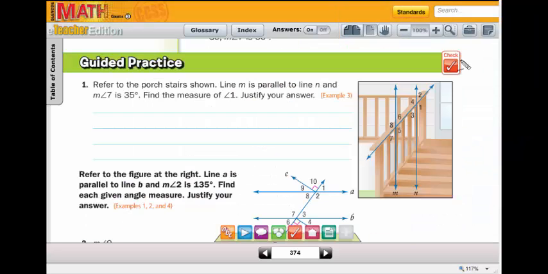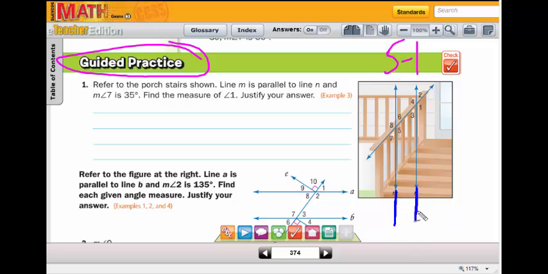Here are your solutions to 5-1 guided practice. Problem number 1 asks us to refer to the porch stairs shown, and it tells us that line M is parallel to line N. And then we have a transversal right through here. So we know we've got parallel lines here with the transversal, so our rules are in effect. And it tells us that the measure of angle 7 is 35 degrees. So write it right in there. That's 35 degrees for that angle there.